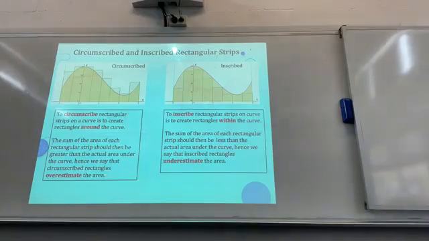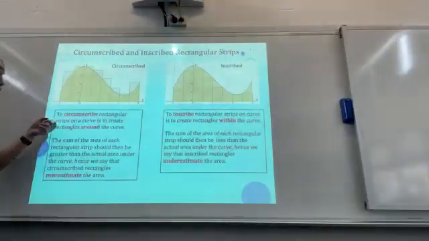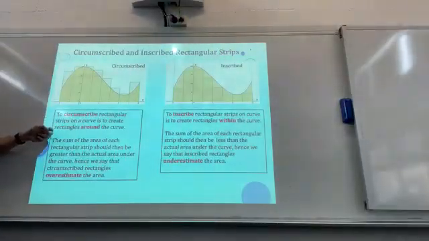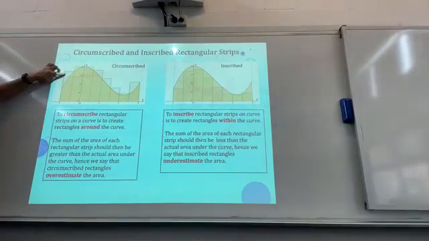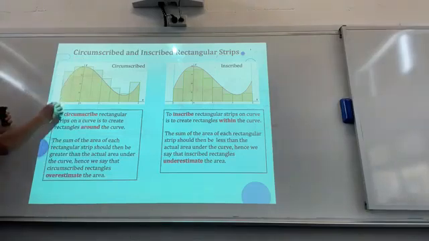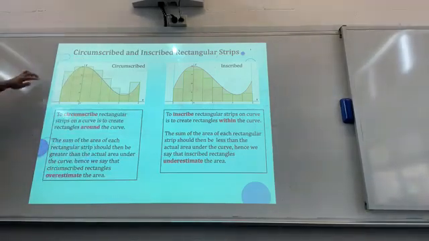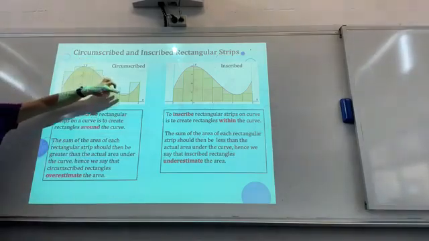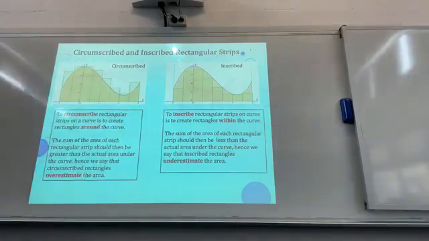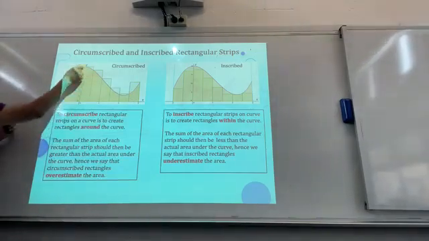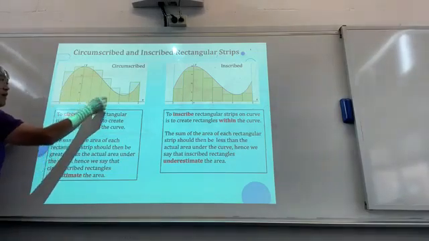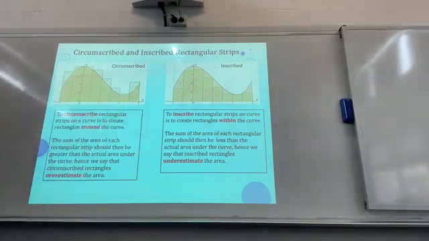Circumscribe the rectangular strips on the curve is to create a rectangle around the curve. So it's always above the curve. All right? So we use this to estimate the area under the curve. Right? So you've got an extra area above. You can use your basic area formula, width times length, to find the area of this strip, this strip, this strip, this strip, this one, this one, this one, this one, and add together.